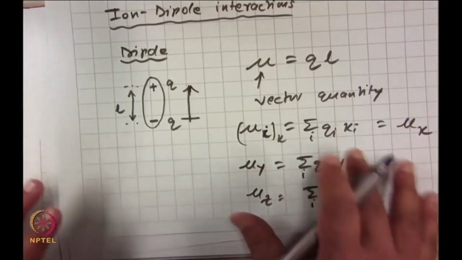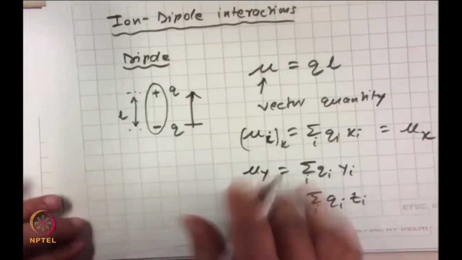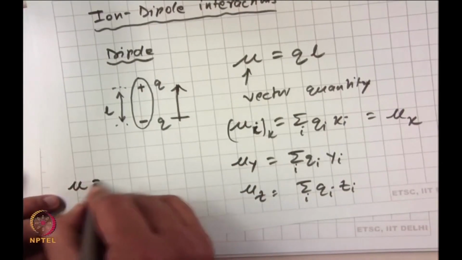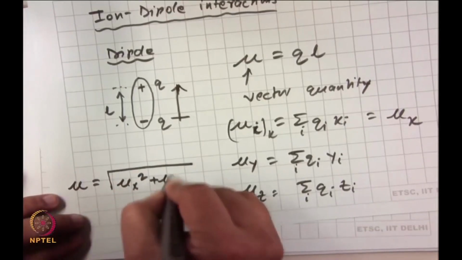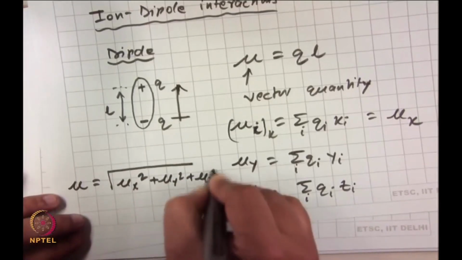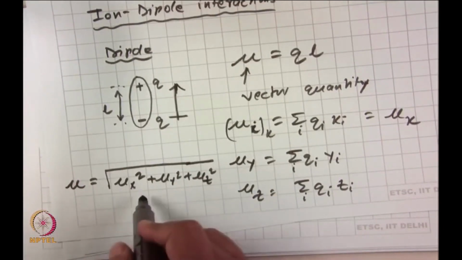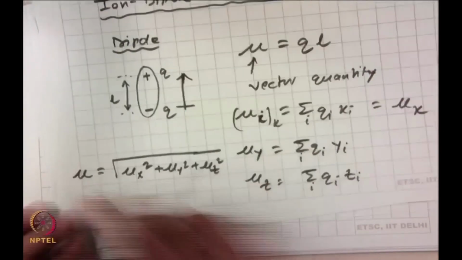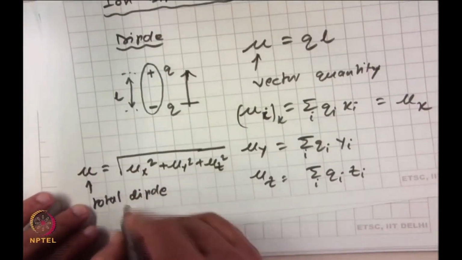If I have these, what is your total dipole moment now? The magnitude. Based on this, I can write mu is equal to root over mu_x squared plus mu_y squared plus mu_z squared. This is your total dipole moment. This is essentially the square root of the sum of the squares of your dipole moments in the respective coordinates. So this is your total dipole moment.